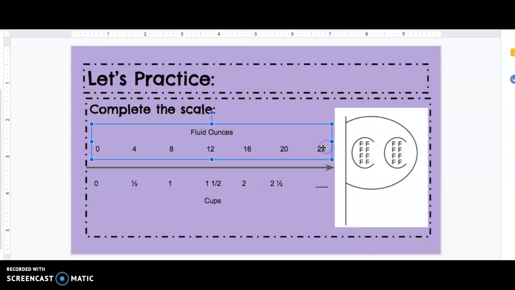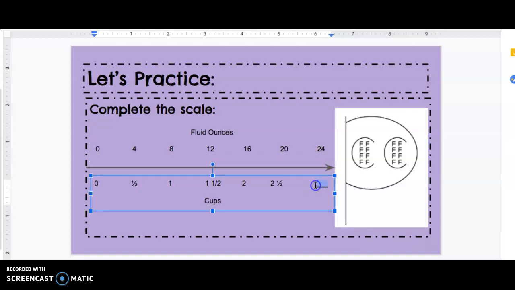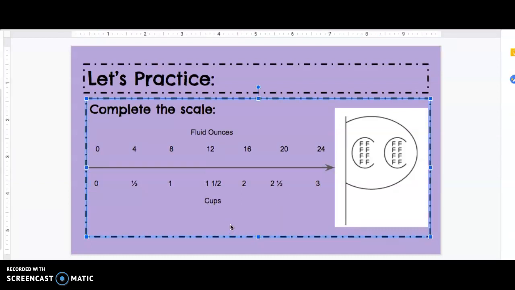And then this, I apologize, this here should be written as 24, which means that this here should be 3. So now that we've filled in our conversions, I can see that 1.5 cups is equal to 12 fluid ounces, 2 cups is equal to 16 fluid ounces, and so on and so on. You can use this scale or you can use this image to help you with your conversions.